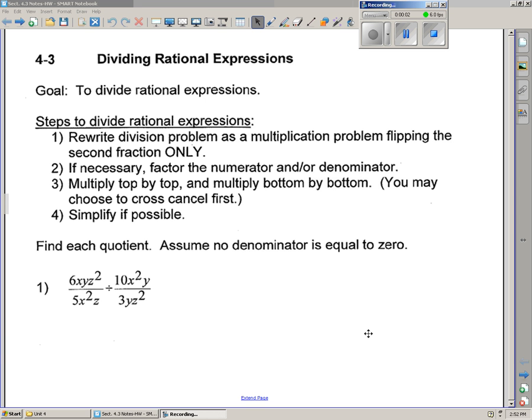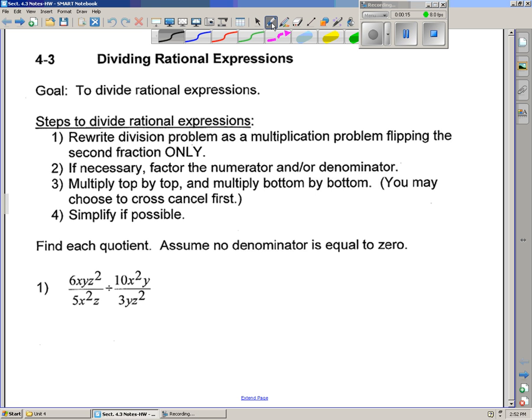So today we will be dividing rational expressions. And in order to divide rational expressions, you're just going to rewrite the division problem as a multiplication problem, and you only flip the second fraction. So I think you remember from dividing fractions from way back when, it's keep, change, flip. And that's what we're going to be doing again, but we're only flipping the second fraction.